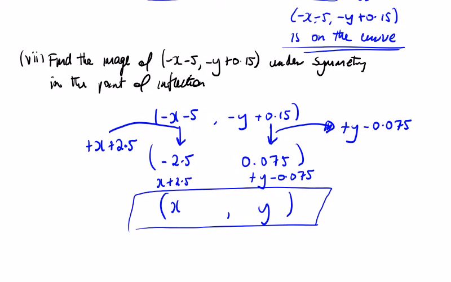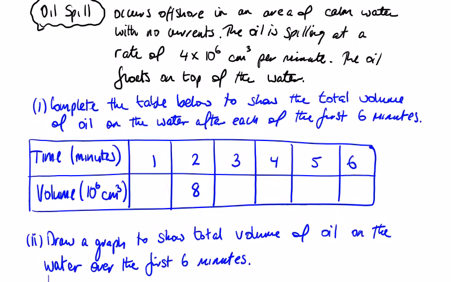So quite a long question here, 7 parts. In practice them, a lot of the calculus functions material that gets crossed over comes into this question. In this question, there's an oil spill offshore in an area of calm water with no currents. The oil is spilling at a rate of 4 by 10 to the power 6 centimeters cubed per minute, and the oil floats on top of the water.